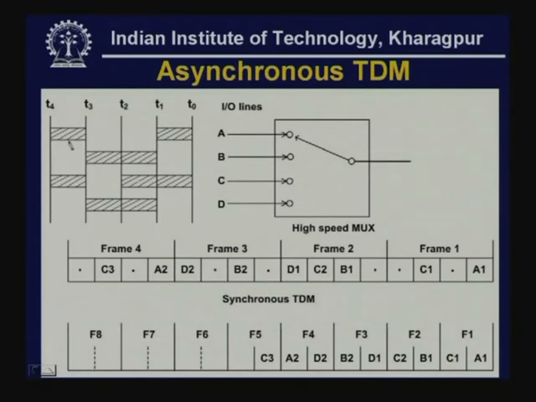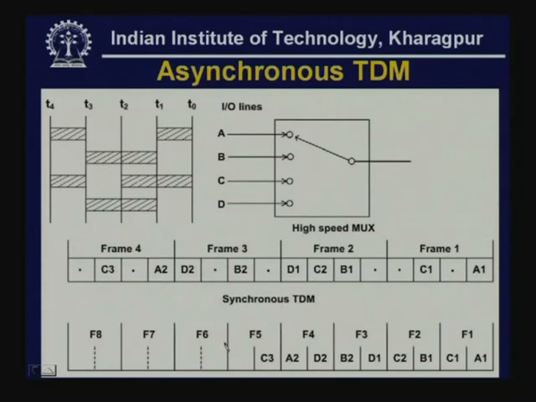Similarly, in the fourth frame, as you can see, the slot corresponding to source A is filled up, the slot corresponding to C is filled up. On the other hand, the other 2 slots remain empty. So, this is how it is sent in synchronous time division multiplexing, and this is the time required from here to here. So, this is the overall time required in synchronous TDM.